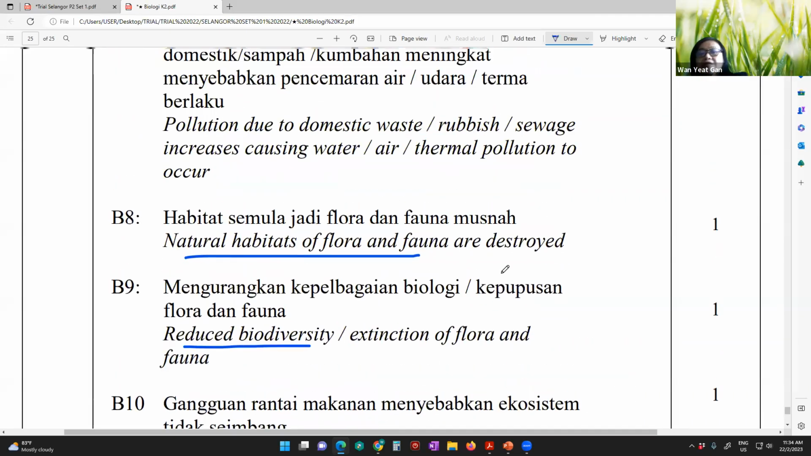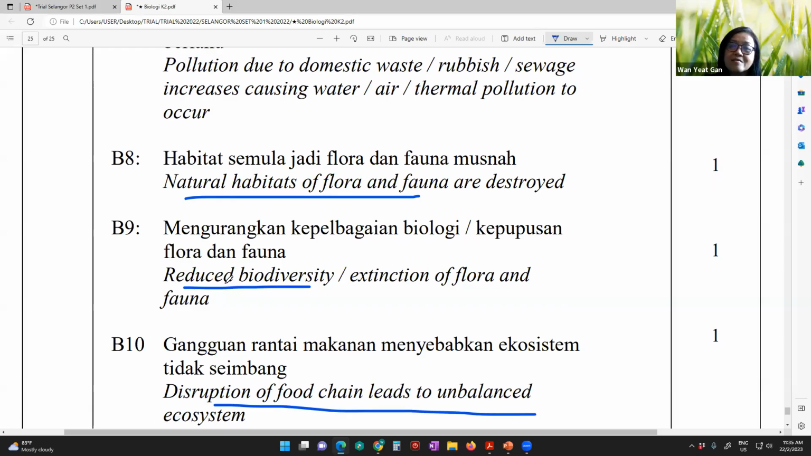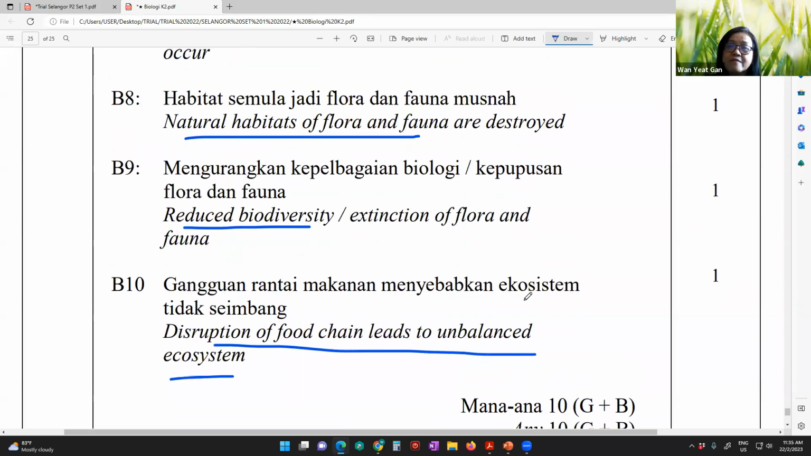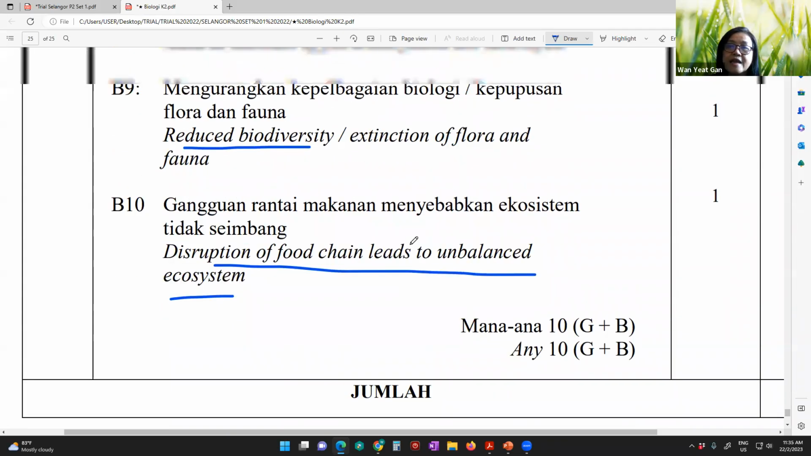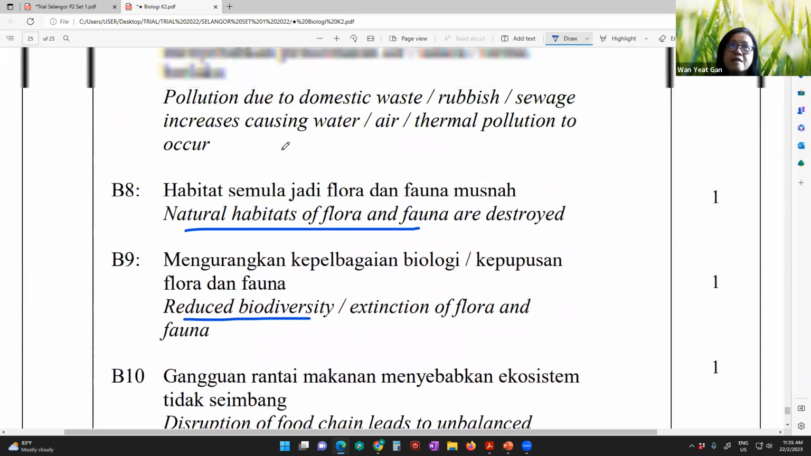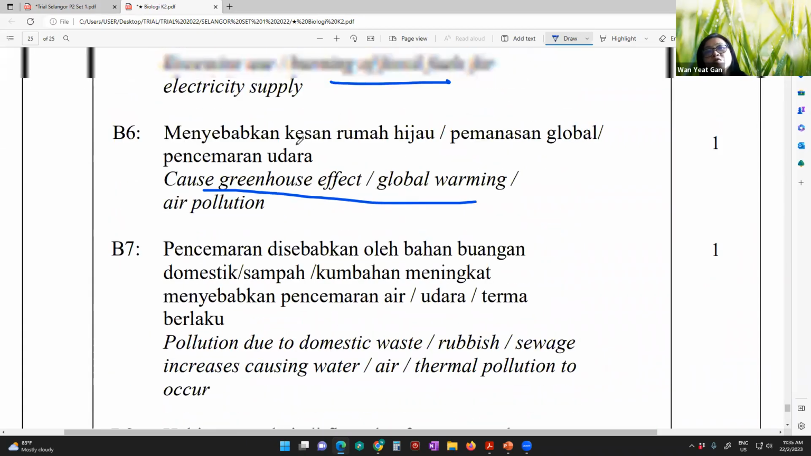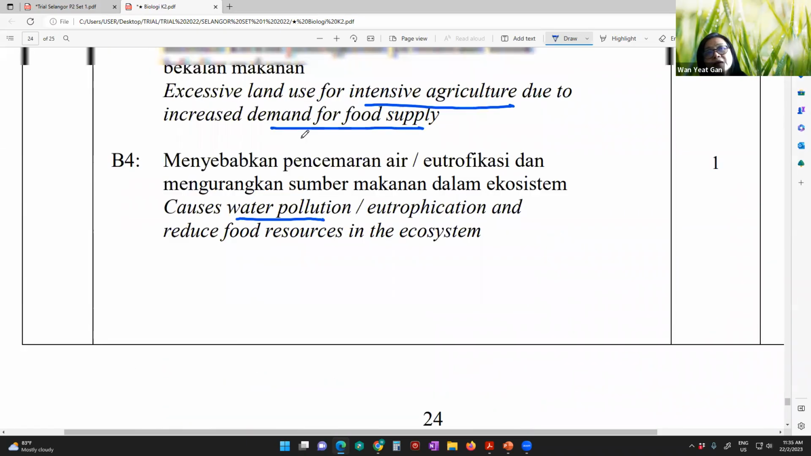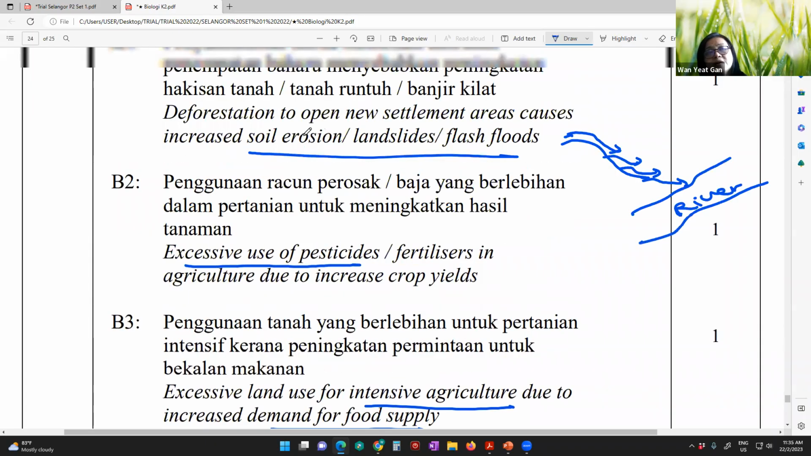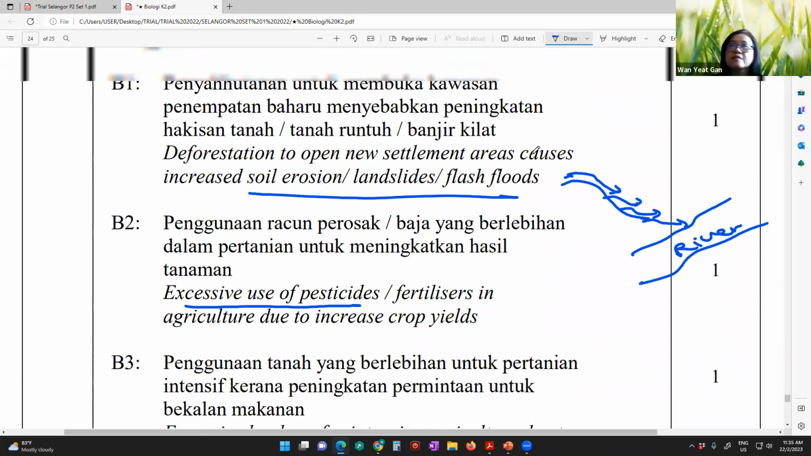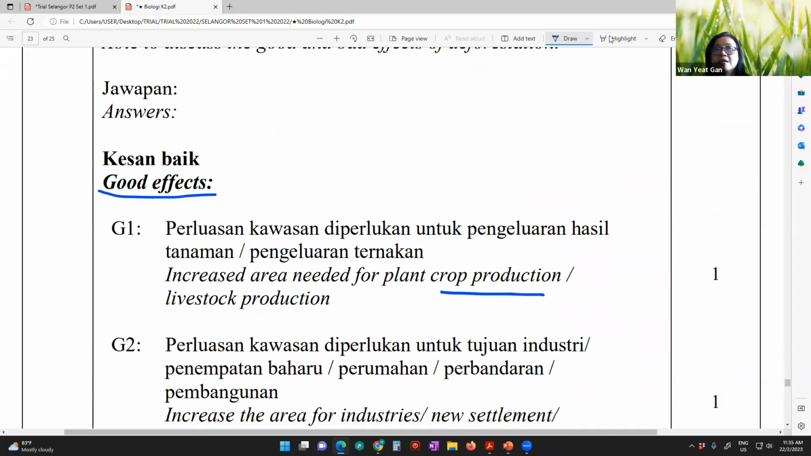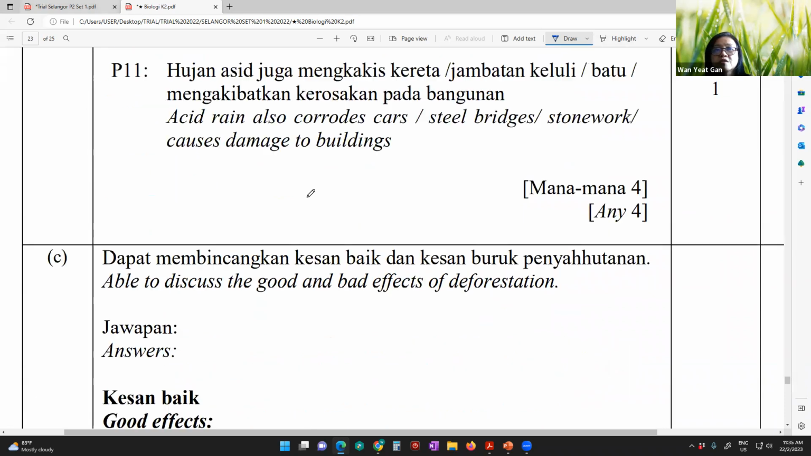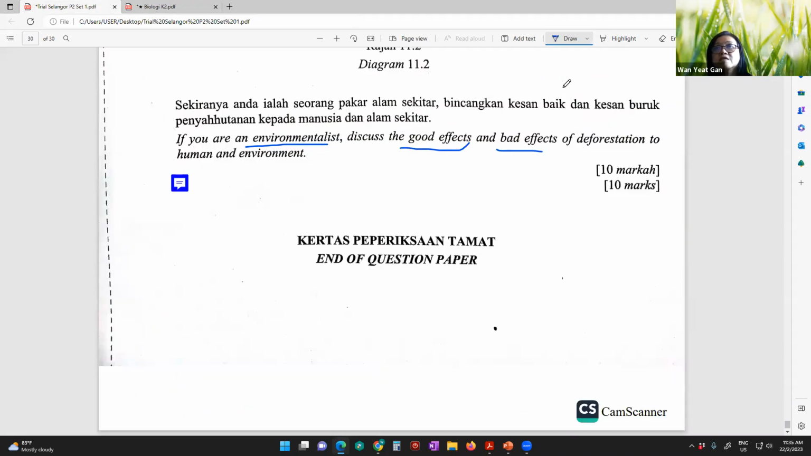Okay, so these are part of the answer. Now here they give any 10. That means any 10 points from good or bad you can give as the possible answer. So you can see here, there are many answers for this question. It's an open-ended question, so it's pretty easy to score.